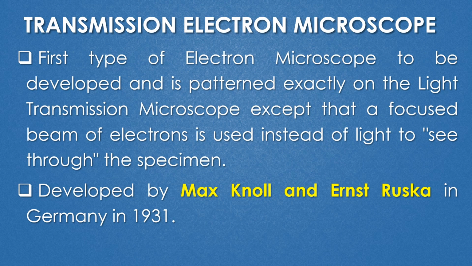The second type of microscope is the transmission electron microscope. This is the first type of electron microscope to be developed and is patterned exactly on the light transmission microscope, except that a focused beam of electrons is used instead of light to see through the specimen. This transmission electron microscope was first developed by Max Knoll and Ernst Ruska in the year 1931. Both Max Knoll and Ernst Ruska were German scientists.